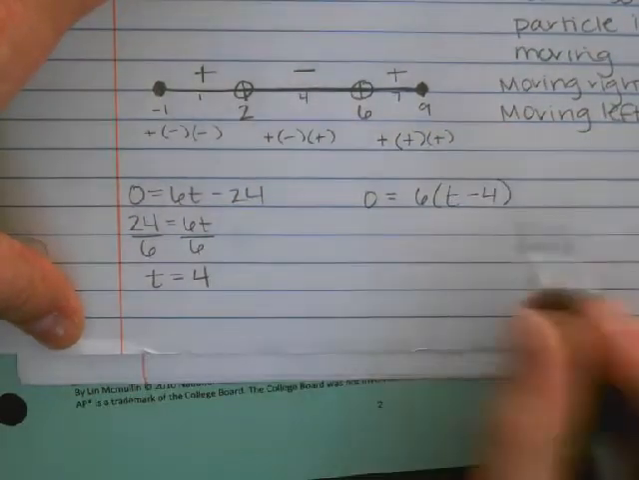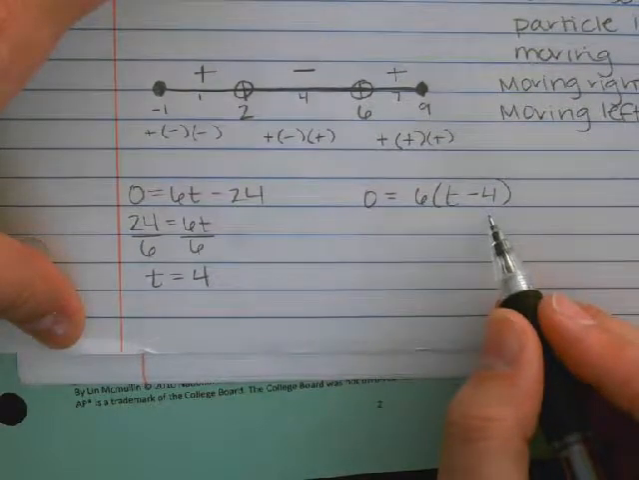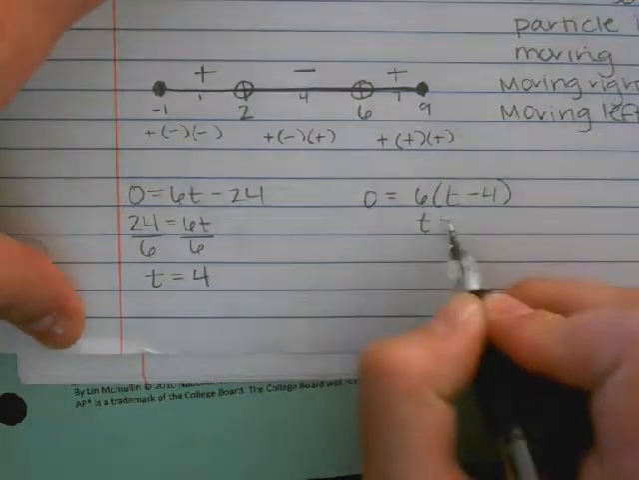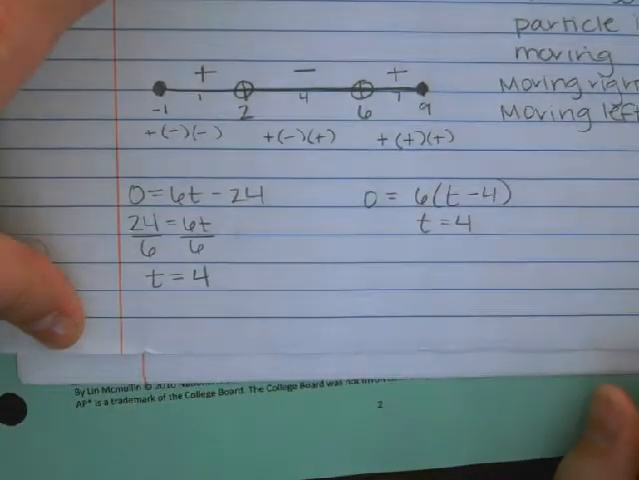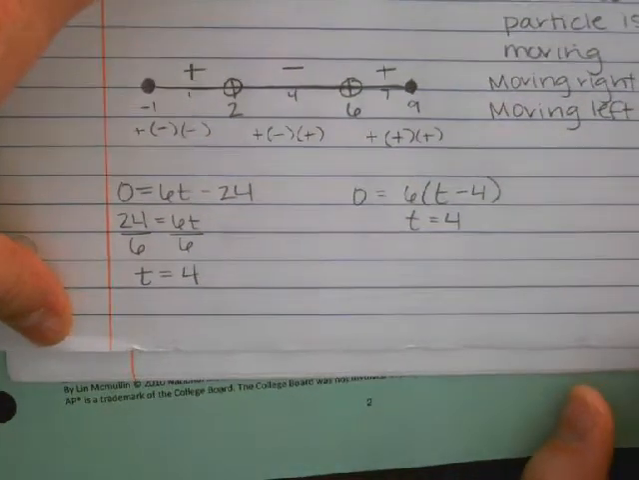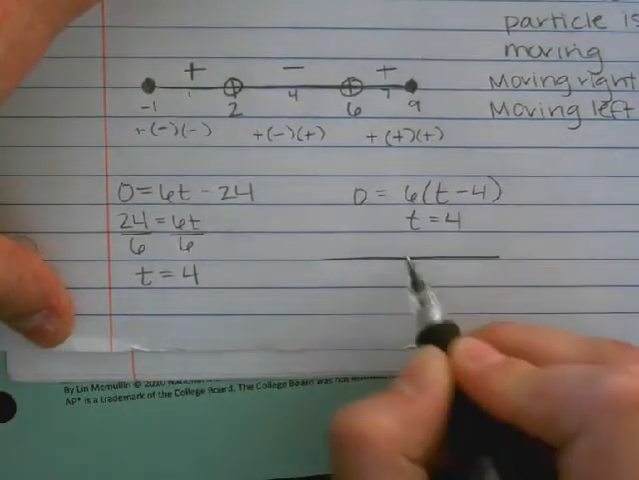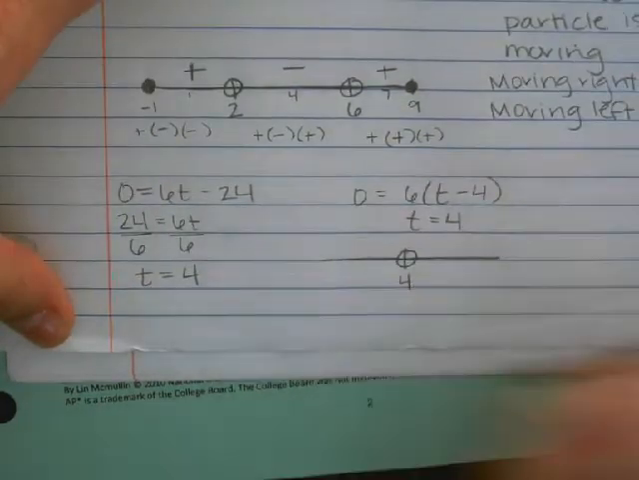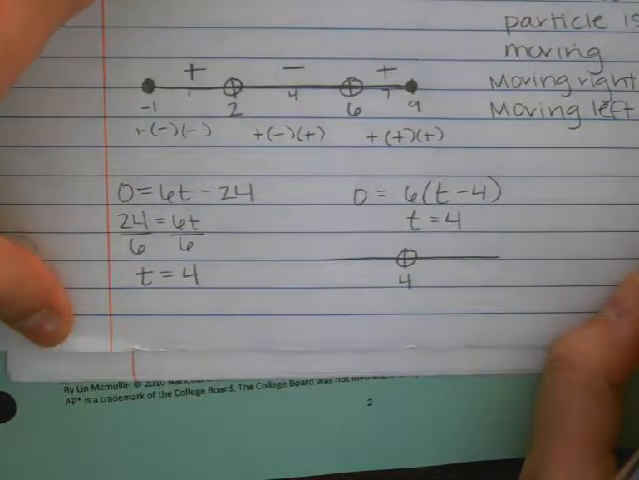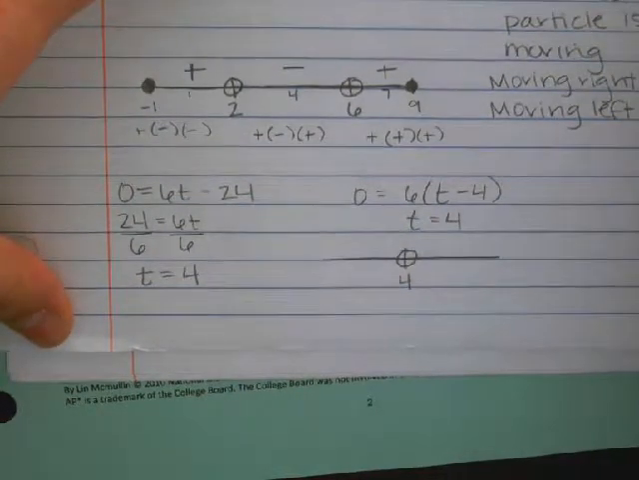And if you divide by 6, you get t equals 4. And if you did it the method where you factored it to find the answer, you get t equals 4. Both of those are a good way to do it. Okay? They both work. So on our number line, the only value that we have is 4.